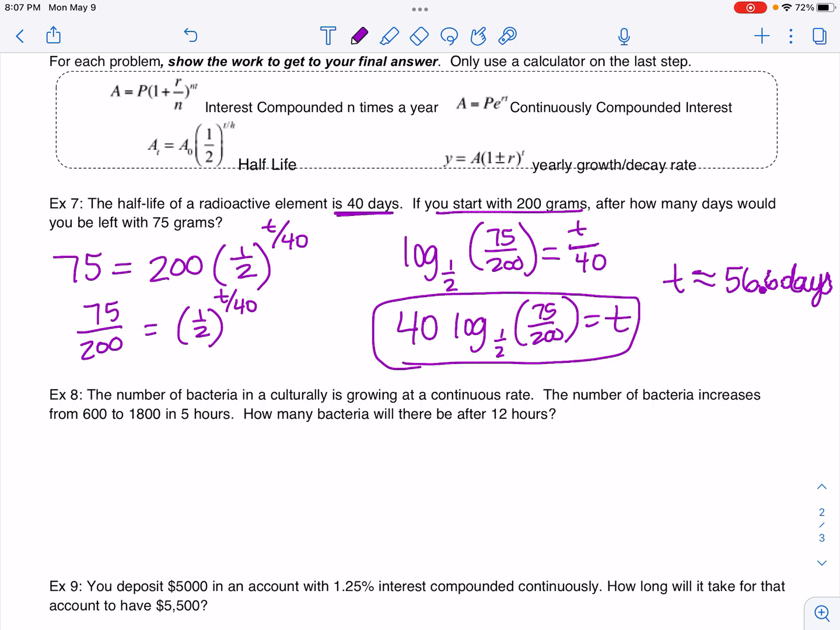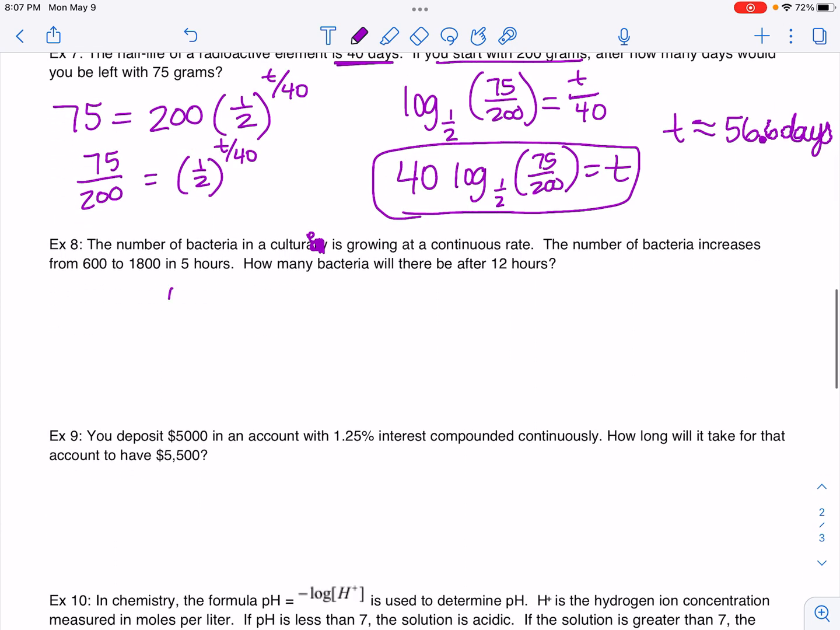Okay. Example 8, the number of bacteria in a culture is growing at a continuous rate. The number of bacteria increases from 600 to 800 in 5 hours. Okay, so let's think about that. 600 to 800, that's not a half-life, and that's not a double growth. That's actually tripling in size from 600 to 1800 in 5 hours. So we're not using a half-life formula, but we're using that model of it. So my initial amount is 600. I'm tripling in size every 5 hours. So something divided by 5.